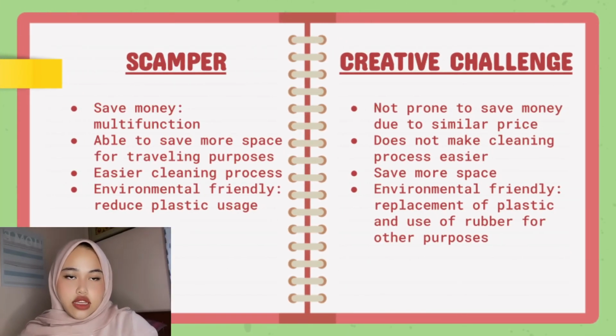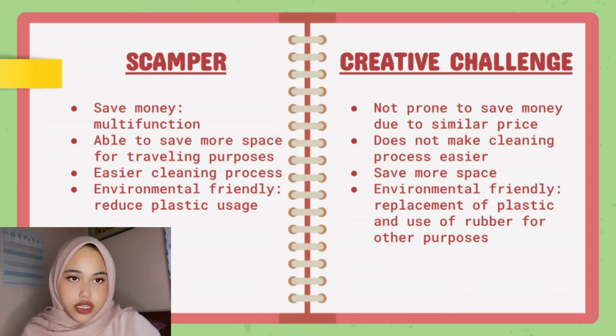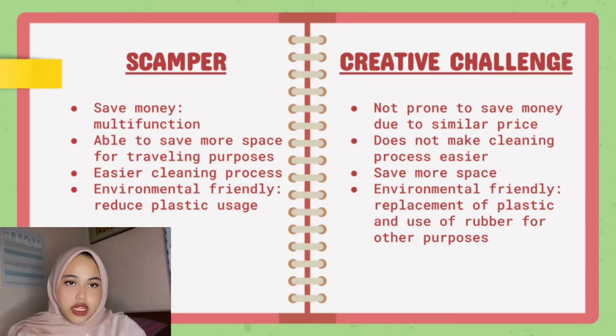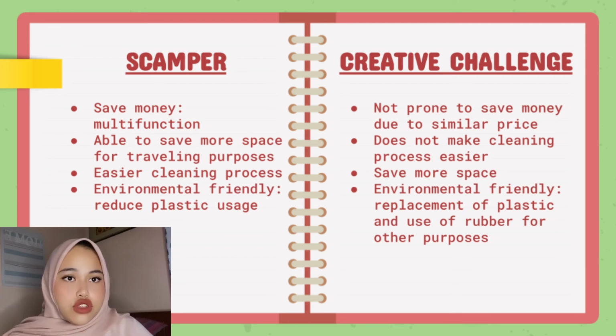So as you can see, this is the comparison between the Scamper technique and also the creative challenge. As for Scamper technique, we are able to save more money because just by spending our money on one toothbrush, we can get many more benefits from it because the toothbrush is a multifunctional product. By using the Scamper technique, we can also save more space for traveling purposes, so it will benefit those who travel a lot because the toothbrush is portable and more convenient.